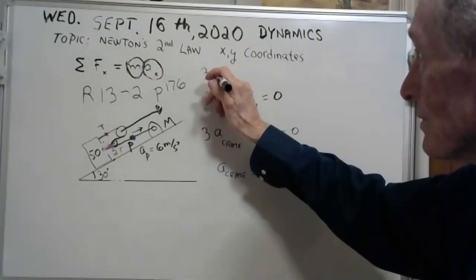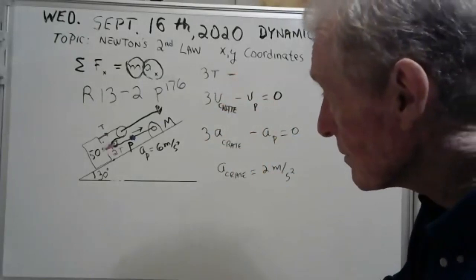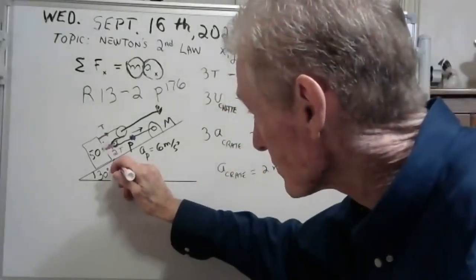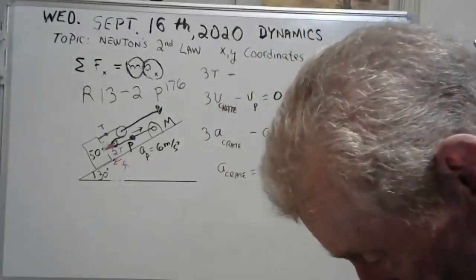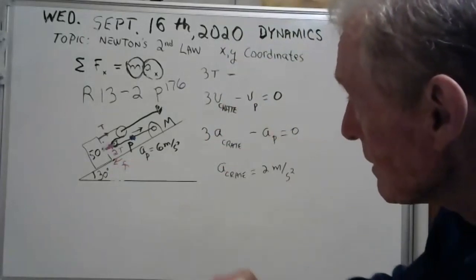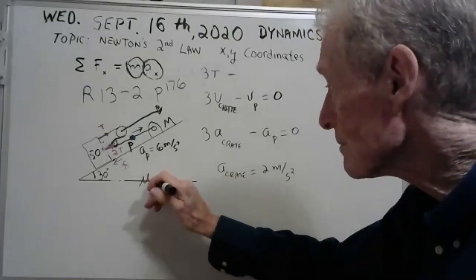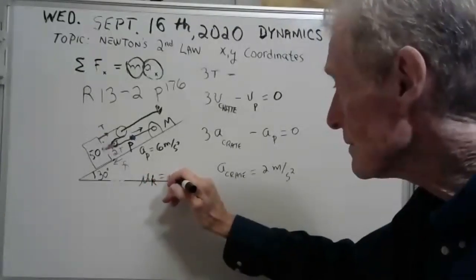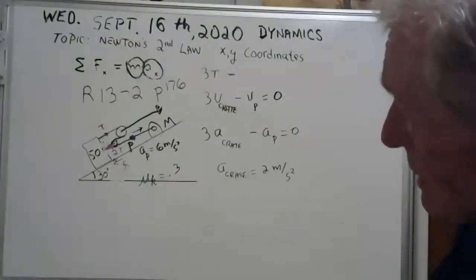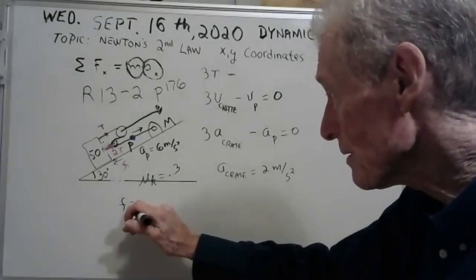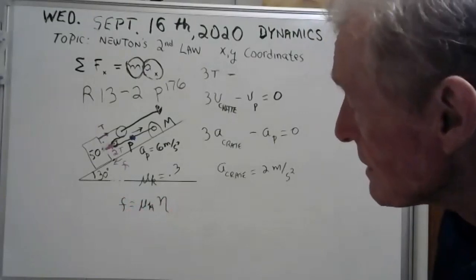So here goes Newton's second law. We have 3T going up the hill minus, and don't forget the friction. There's friction here, I think, isn't there? Let me read this again. Yeah, the mu sub k is 0.3. We've got a mu sub k. That's called the coefficient of kinetic friction. And so the friction will be mu sub k times the normal.